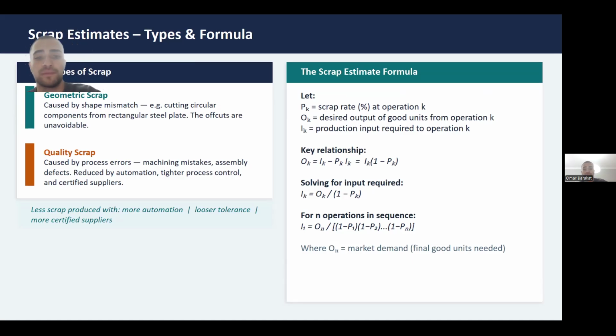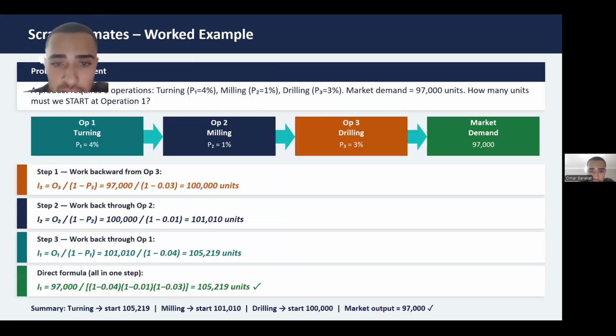The key formula. Let p_k be the scrap rate at operation k, the percentage of the inputs that become scrap. Q_k is the desired output, the units of good product. The critical insight: because scrap compounds across operations, you always need more inputs than your market demand. And because scrap compounds multiplicatively, the order of operations matters less than the total scrap across the chain.